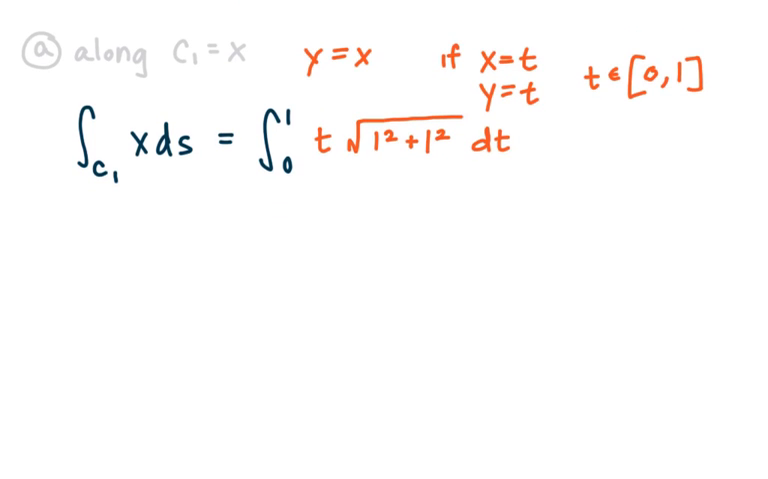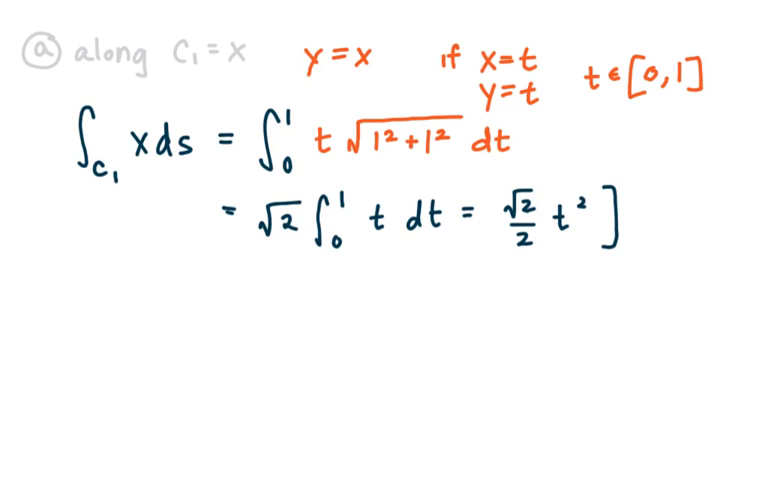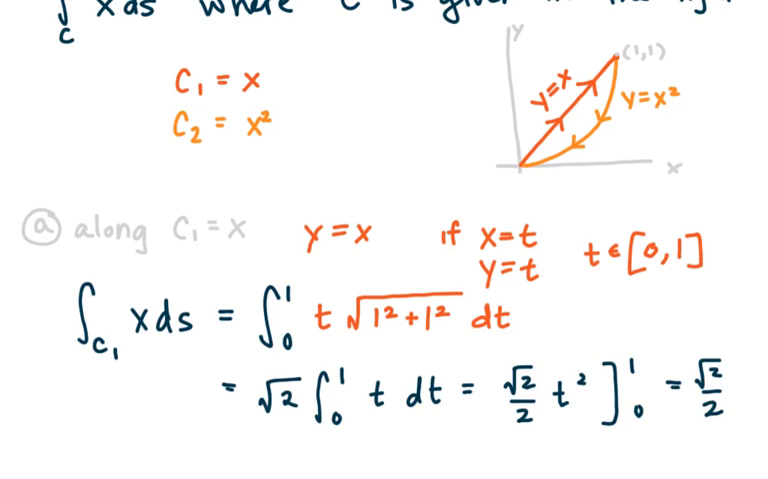So this is pretty easy for us to integrate. I have the square root of 2 integral from 0 to 1 of t dt, which is root 2 over 2 t squared, evaluated from 1 to 0, which gives us root 2 over 2. So the line integral over this path is root 2 over 2. Now for our next path, pay attention to where my t's are going from. We're going to be going from 1 back to 0. So let me clean up my screen and then we'll do part 2.